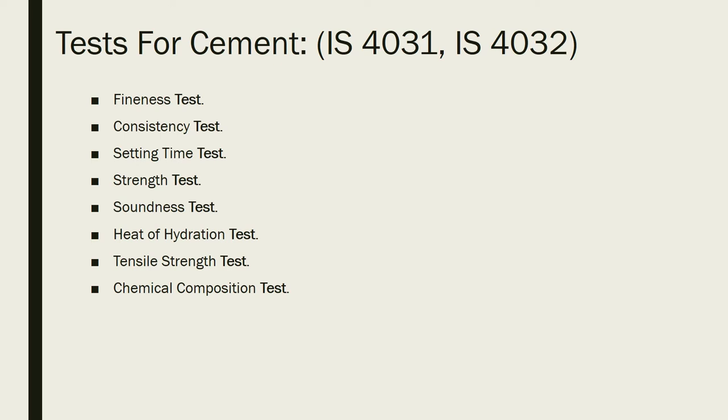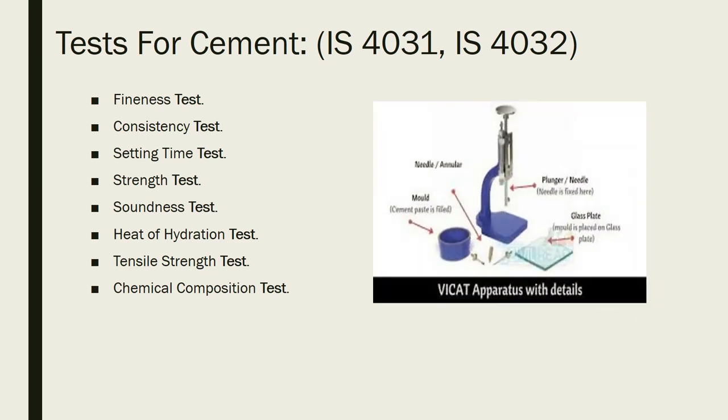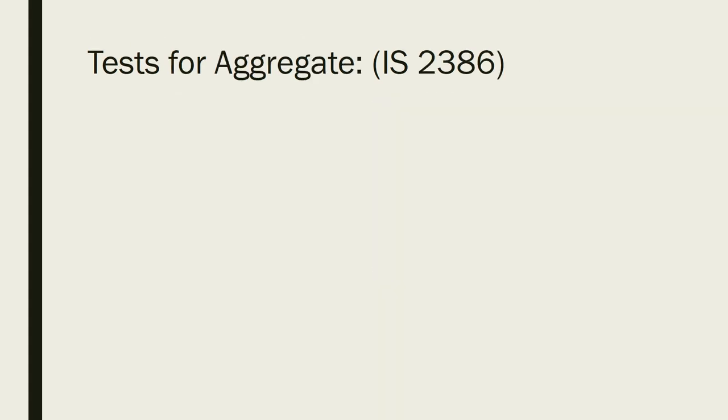Then we have the strength test, soundness test, heat of hydration test, tensile strength test, and chemical composition test. All these tests are described in different IS codes, basically IS 4031 and IS 4032. I think you have already studied these tests in concrete technology. I would request you all to go through all these tests. This is a figure of the Vicat apparatus.